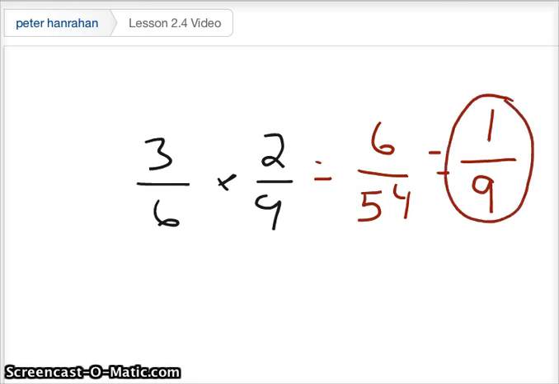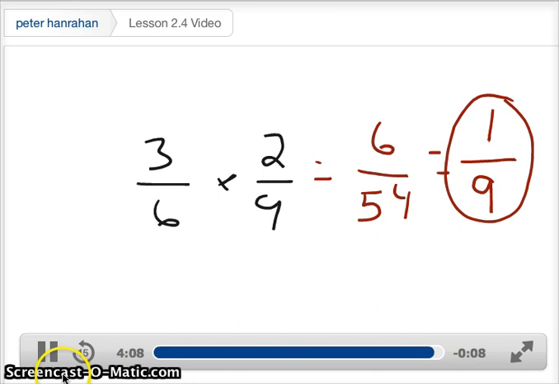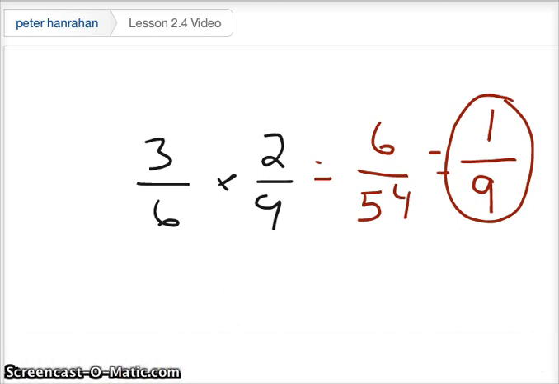As you start to work with bigger numbers, it is easier to reduce the fractions before you multiply, but always make sure that your answer is in lowest terms.